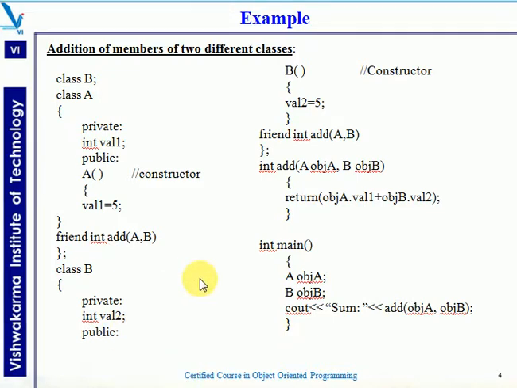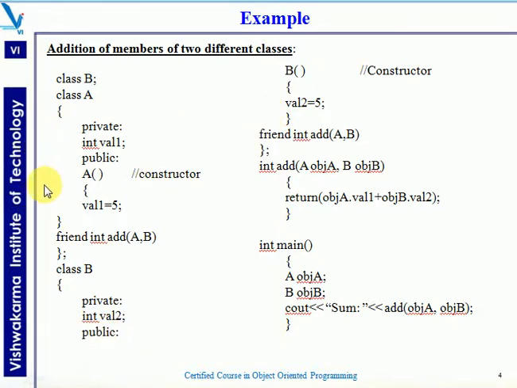Here we have created two classes, class B and class A. In class A we have two sections, private and public. In the public section I have declared the friend function, as well as I have declared the friend function in class B in the public section.